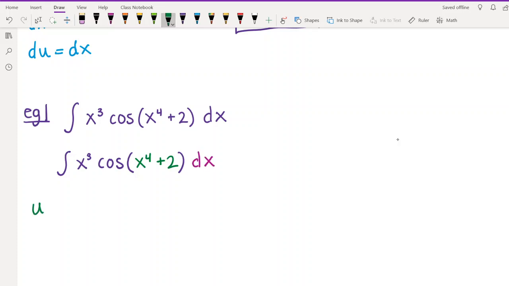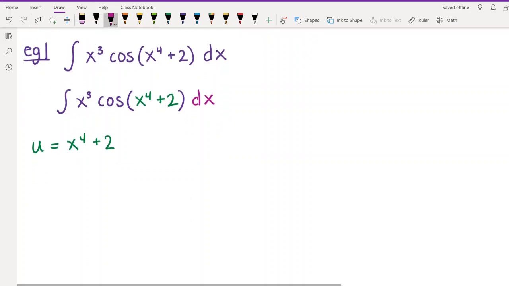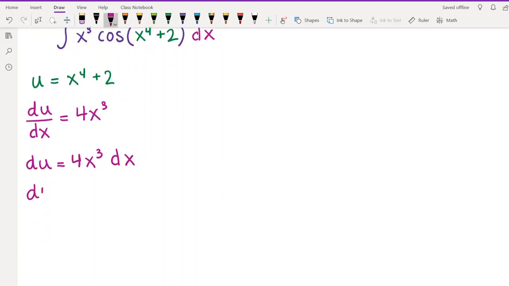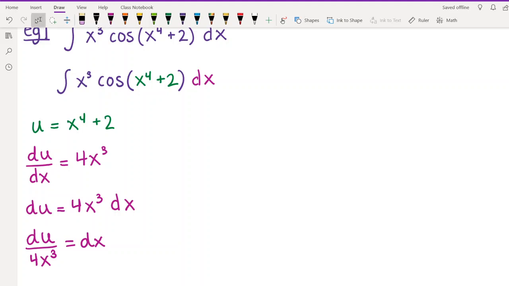So if we set u equal to x to the 4th plus 2, then we get du dx is equal to just 4x cubed. So now if we multiply both sides by dx, we have du equals 4x cubed dx. And so that tells us that du over 4x cubed is equal to dx. So basically what's going to happen when we do the substitution is that x cubed is going to cancel out, but we'll be left with an extra factor of 1/4, which is okay.